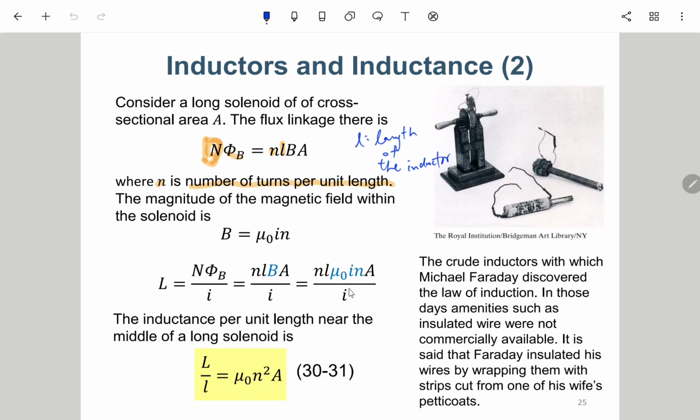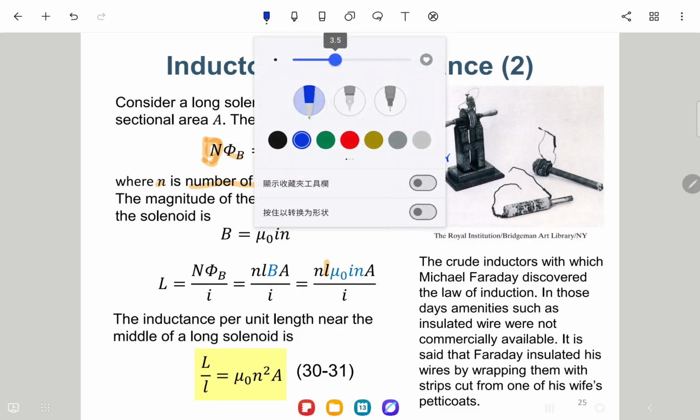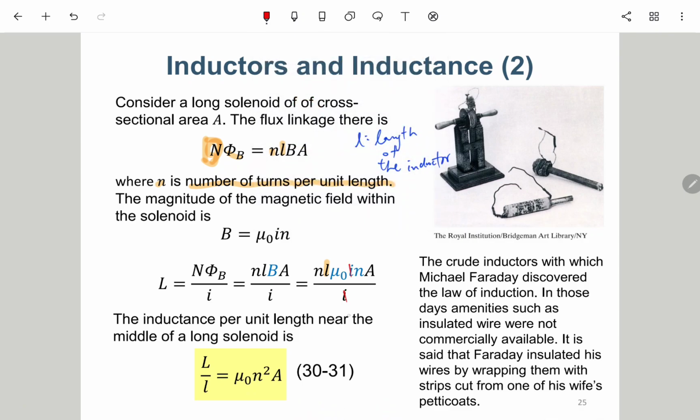This is a solenoid, just as I mentioned, so B equals mu 0 I N. Here we try to move this L to the left hand side, so the left hand side will be capital L over L, the inductance per unit length. For the right side, we have N square, mu 0, and then I and I cancel. So we have N square, A, and mu 0. This is the inductance per unit length.